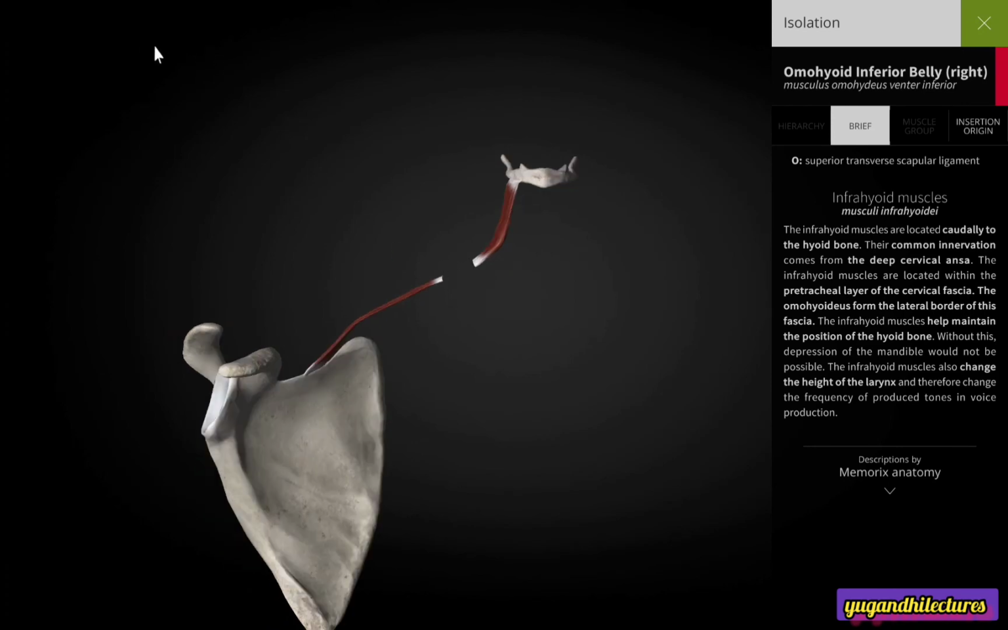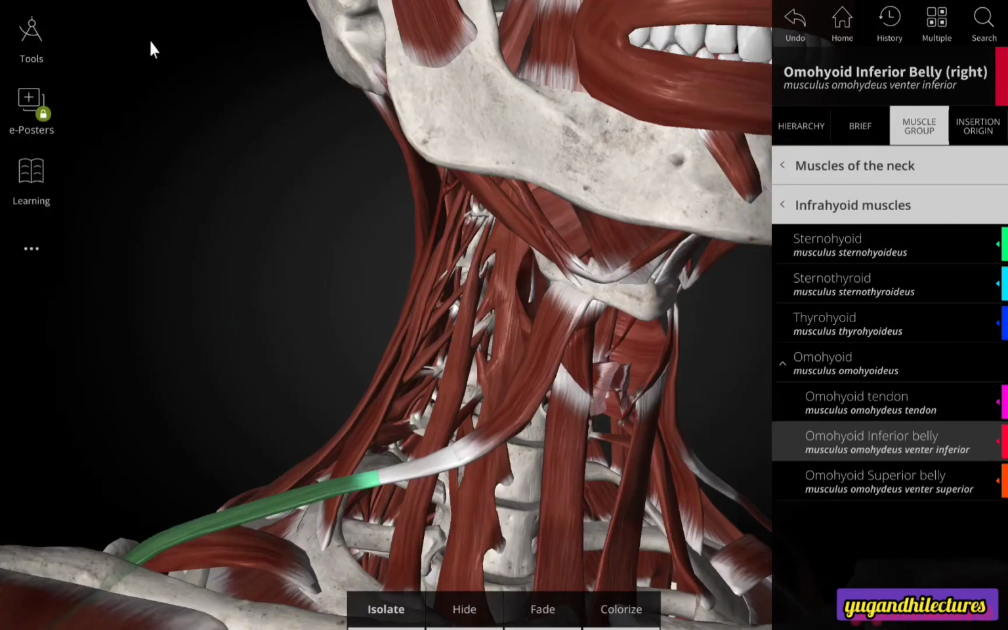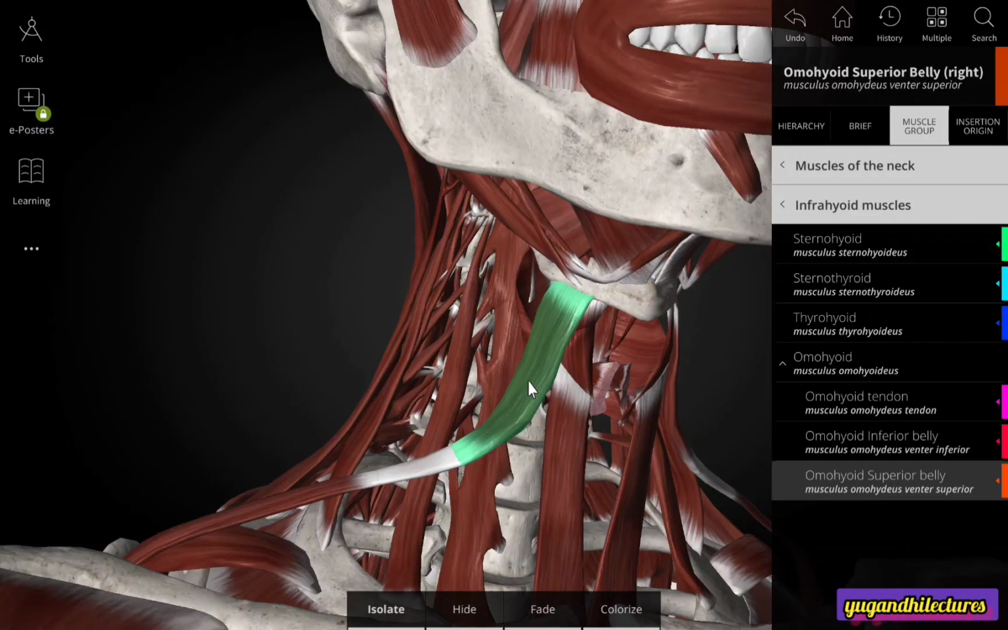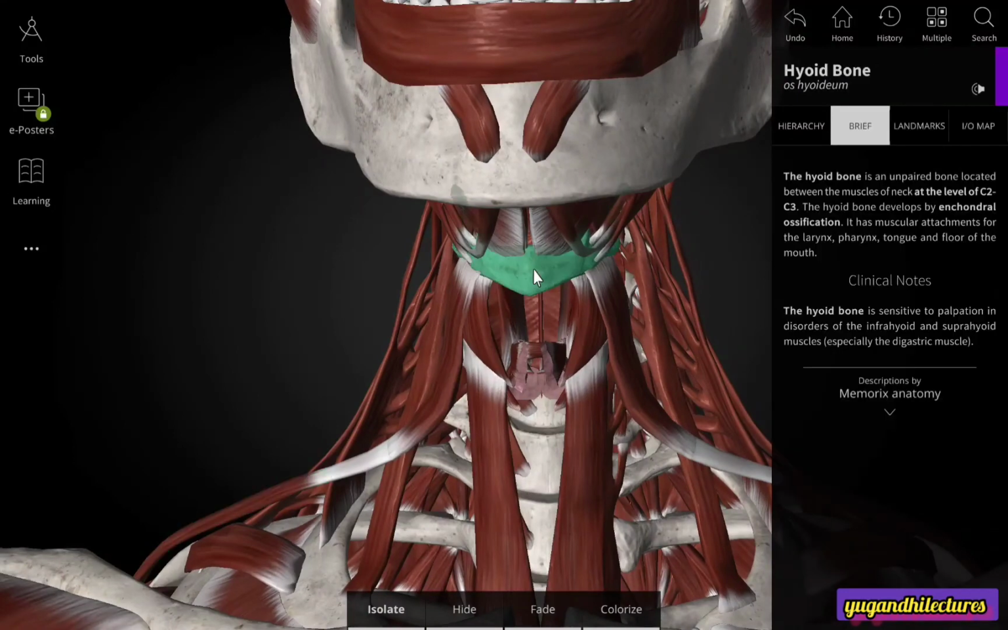Now coming to its insertion. It is inserted into the lower border of the body of the hyoid bone, and that too lateral to the insertion of the sternohyoid muscle. Now coming to the nerve supply, the superior belly is supplied by the superior root of the ansa cervicalis, and the inferior belly is supplied by the inferior root of the ansa cervicalis. This muscle also helps in the depression of the hyoid bone following its elevation during swallowing and vocal movements.